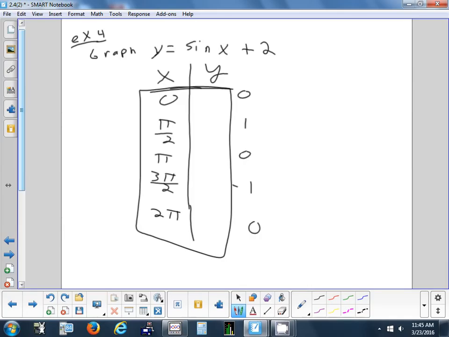And Natalie, what am I going to do to all these y values? Add 2. Yep, I'm going to do plus 2 to each one. Can you tell me what I'll get if I do that? 2, 3, 2, 1, 2. Okay. That's all you have to do, a vertical shift. That's the whole problem. Any questions on the table?